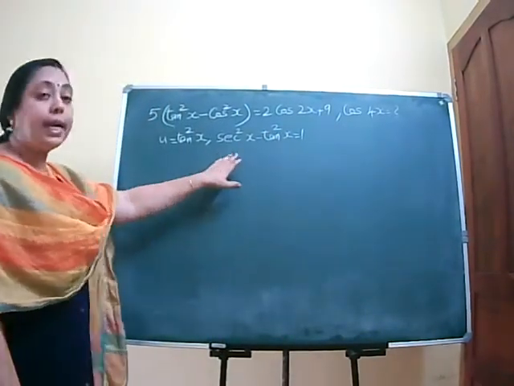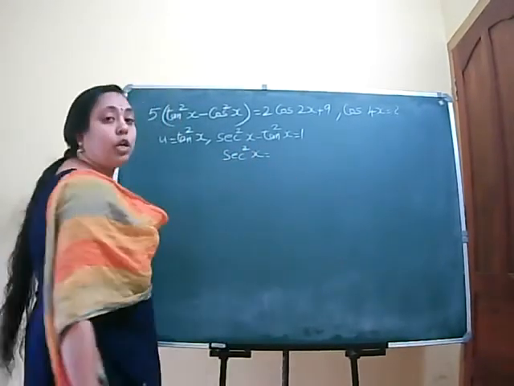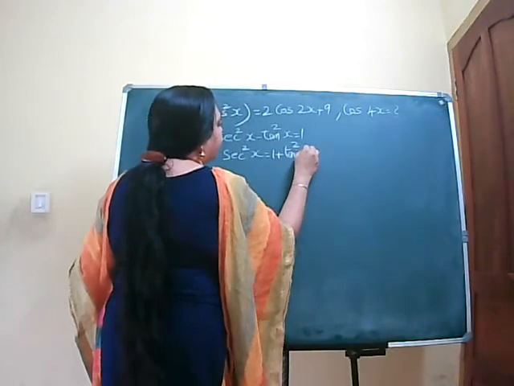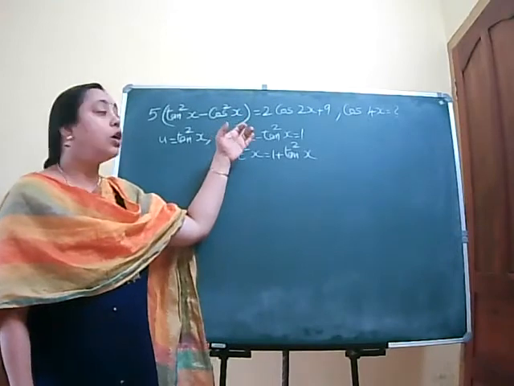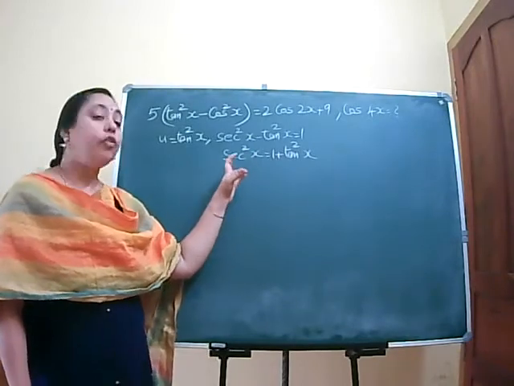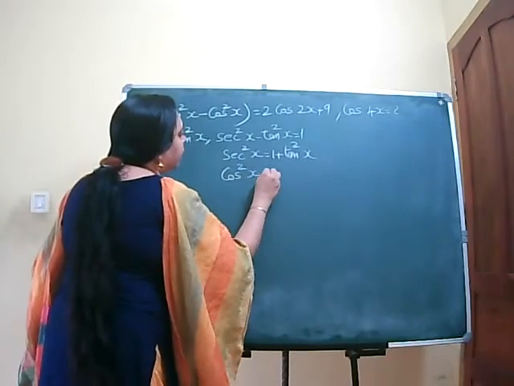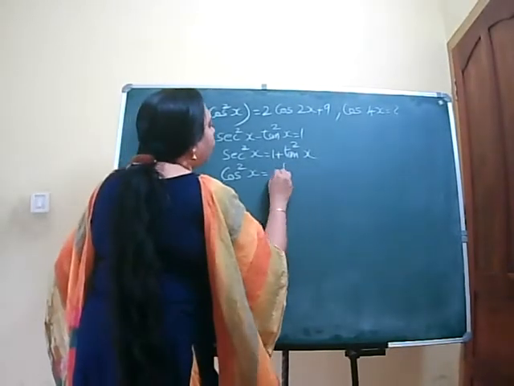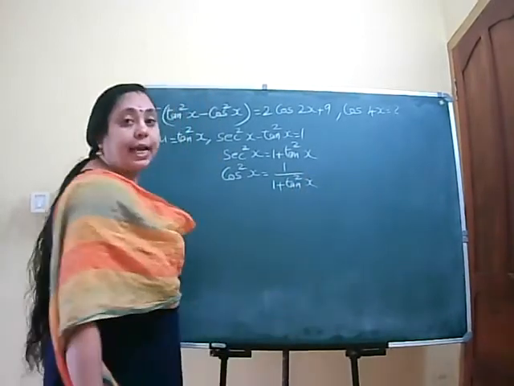From this, we get sec square x is equal to 1 plus tan square x. We know that sec theta is the reciprocal of cos theta. So, just take the reciprocal, we get the value of cos square x. So, we get cos square x is equal to 1 by 1 plus tan square x.